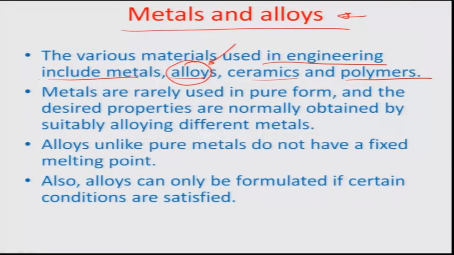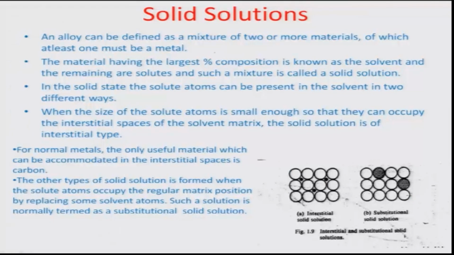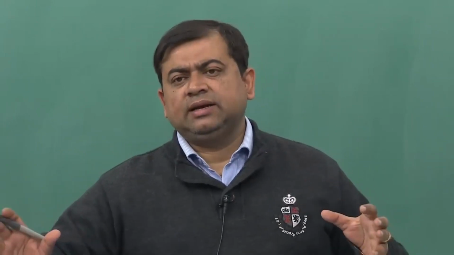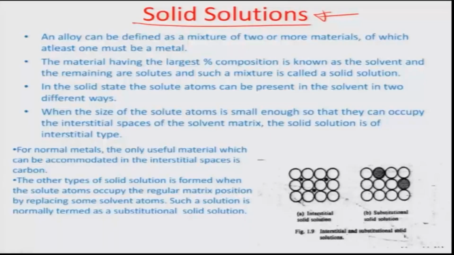How do we formulate the alloys is a big question, and for that we need to decipher something called solid solutions, which basically has the same model as a liquid. In a liquid solution, you have something which is a dissolver, and then there is a solute, right. The dissolver is also known as the solvent, which is in larger, bulk quantity, and the solute is probably in smaller quantity, and you put the solute inside the solvent and dissolve it. In the same manner, an alloy can be defined as a mixture of two or more materials, of which at least one must be a metal.